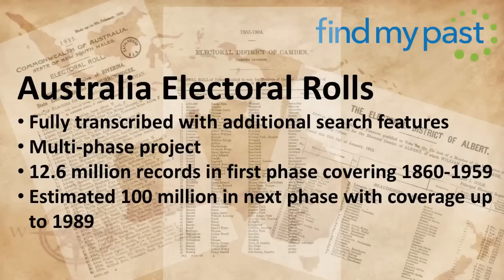Now, this is a multi-phase project, and the first phase has over 12.6 million records included, covering 1860 through to 1959, with an estimated 100 million more records going up to 1989 to follow in the coming months. Now, these are transcribed from OCR documents, so they are not 100% accurate. However, you can use the error reporting tool to report any transcription errors, and we encourage you to do so.